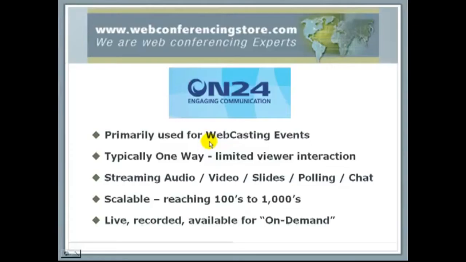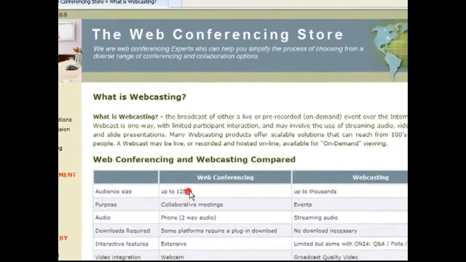ON24 fits a specific niche in our web conferencing products. Web conferencing is up to 125 or 150 participants. For webcasting, it's up to thousands. The purpose of web conferencing is collaborative meetings, whereas with webcasting, the purpose is events or webinars.